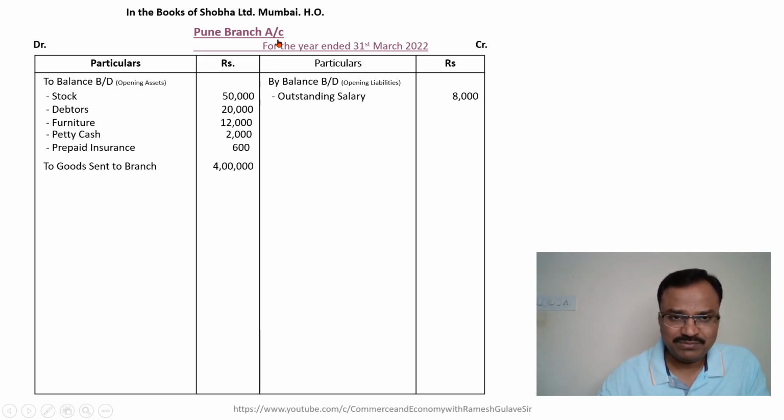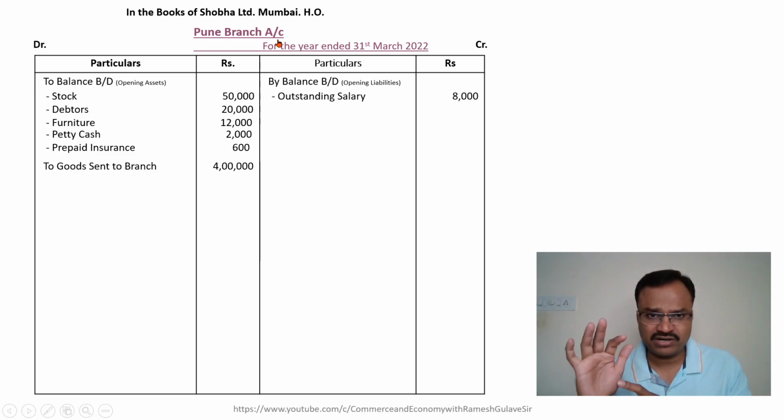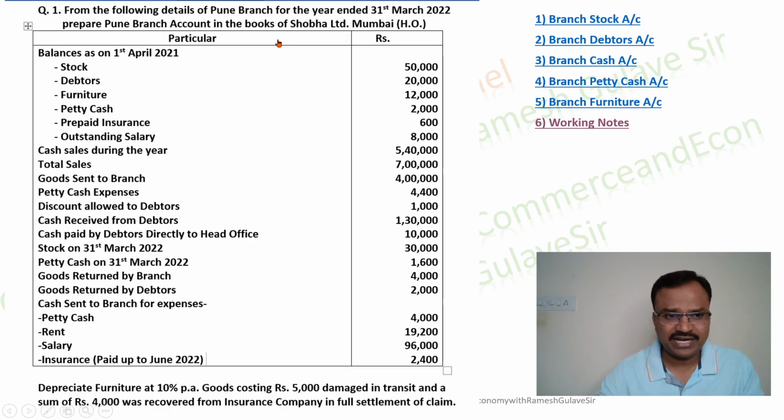So in this way, if you are clear which items are recorded on the debit side of branch account and which items are recorded on the credit side of branch account, you can easily post the relevant items in branch account. Now we just recorded the goods sent to branch 4 lakh. Then next one is petty cash expenses. See friends, these expenses are recorded in the petty cash account or branch petty cash account separately.